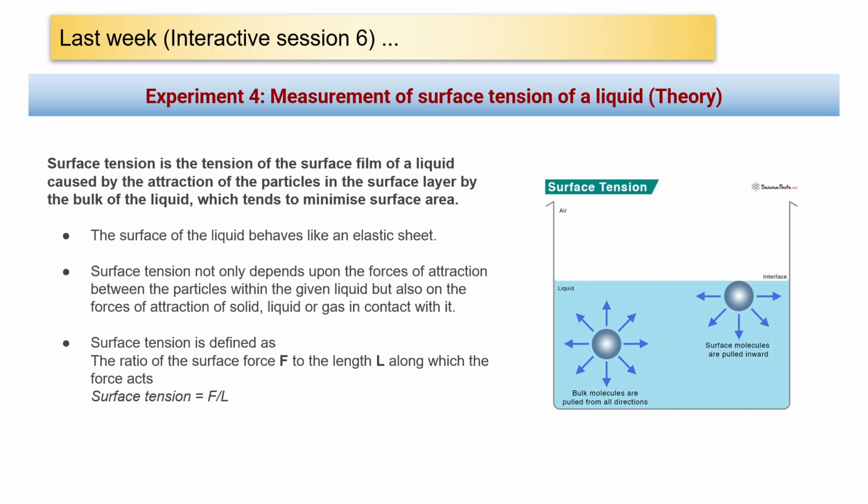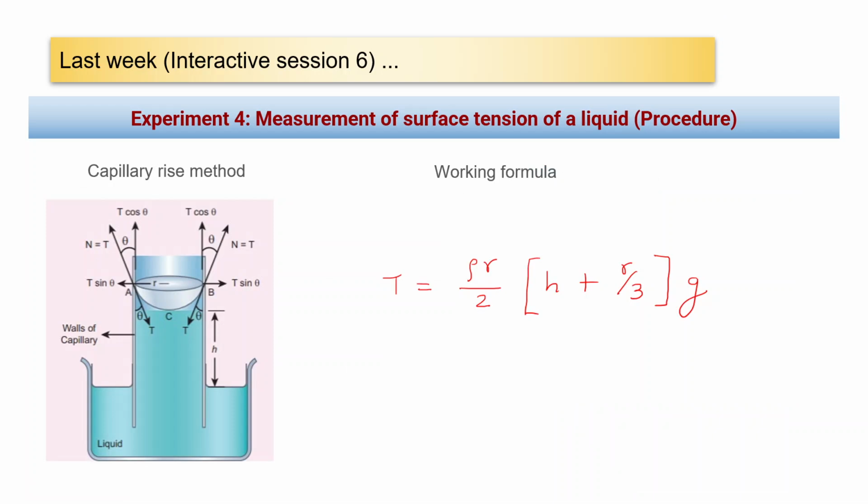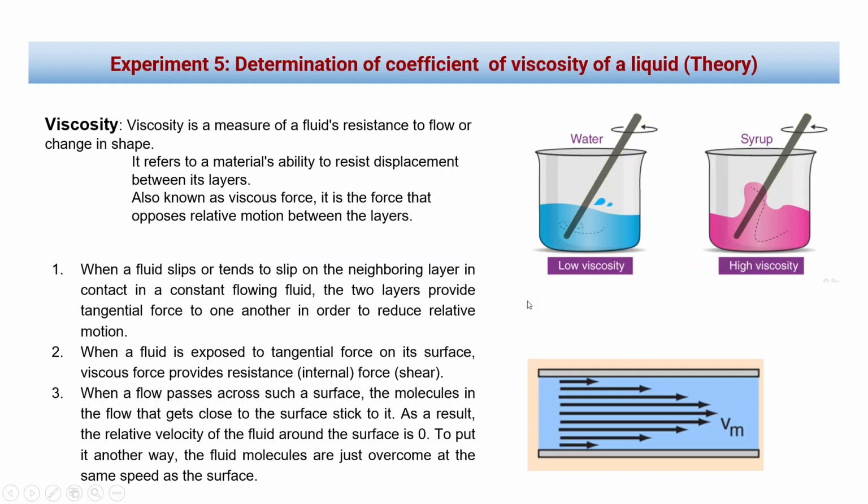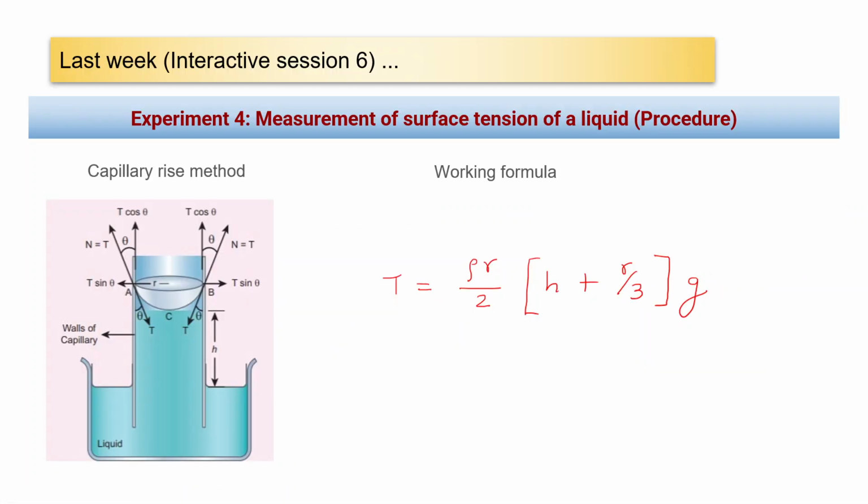Last week we also discussed another experiment, which was the measurement of surface tension of a liquid. We discussed the theory of surface tension and understood the procedure of this experiment, where what is shown here was the working formula, and we finally wanted to determine the tension. So these were the experiments that we had discussed last week.